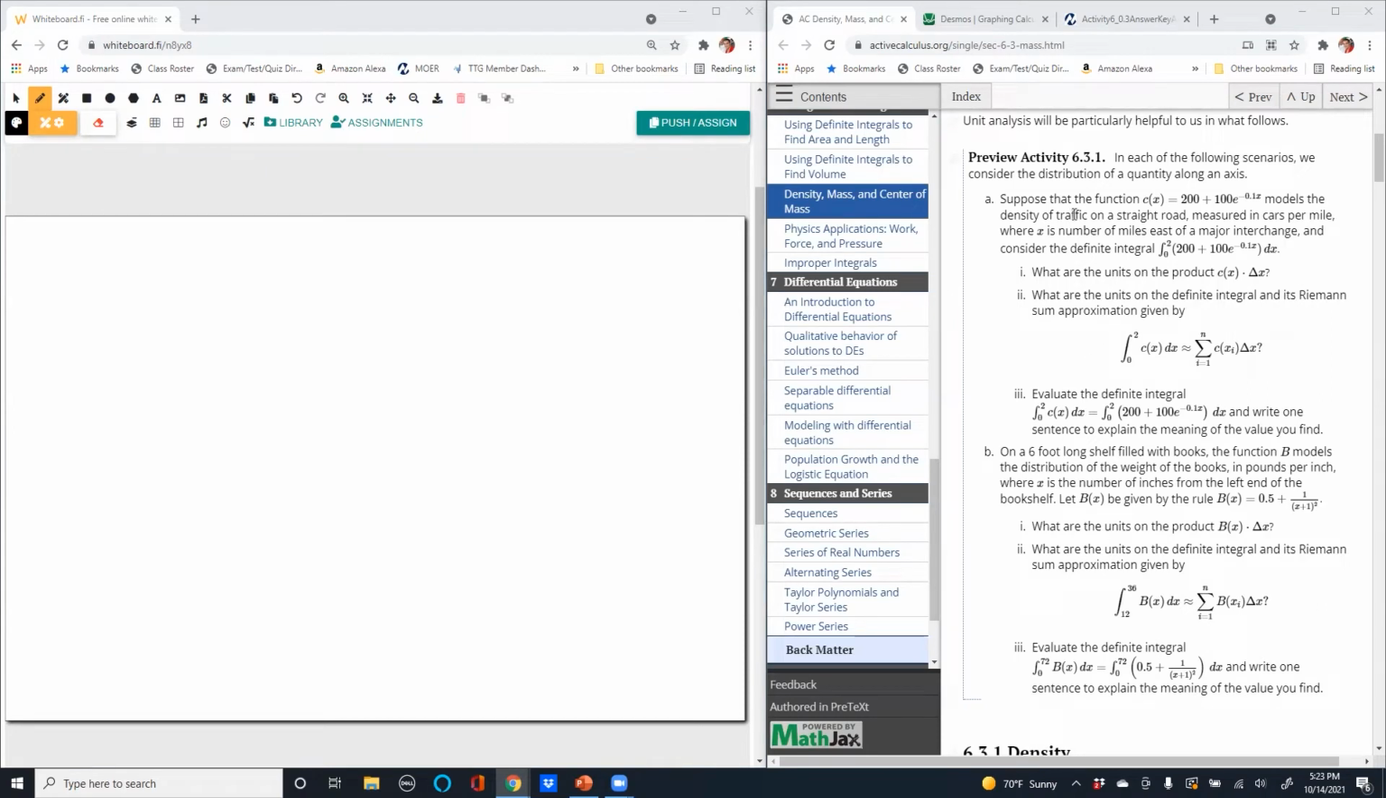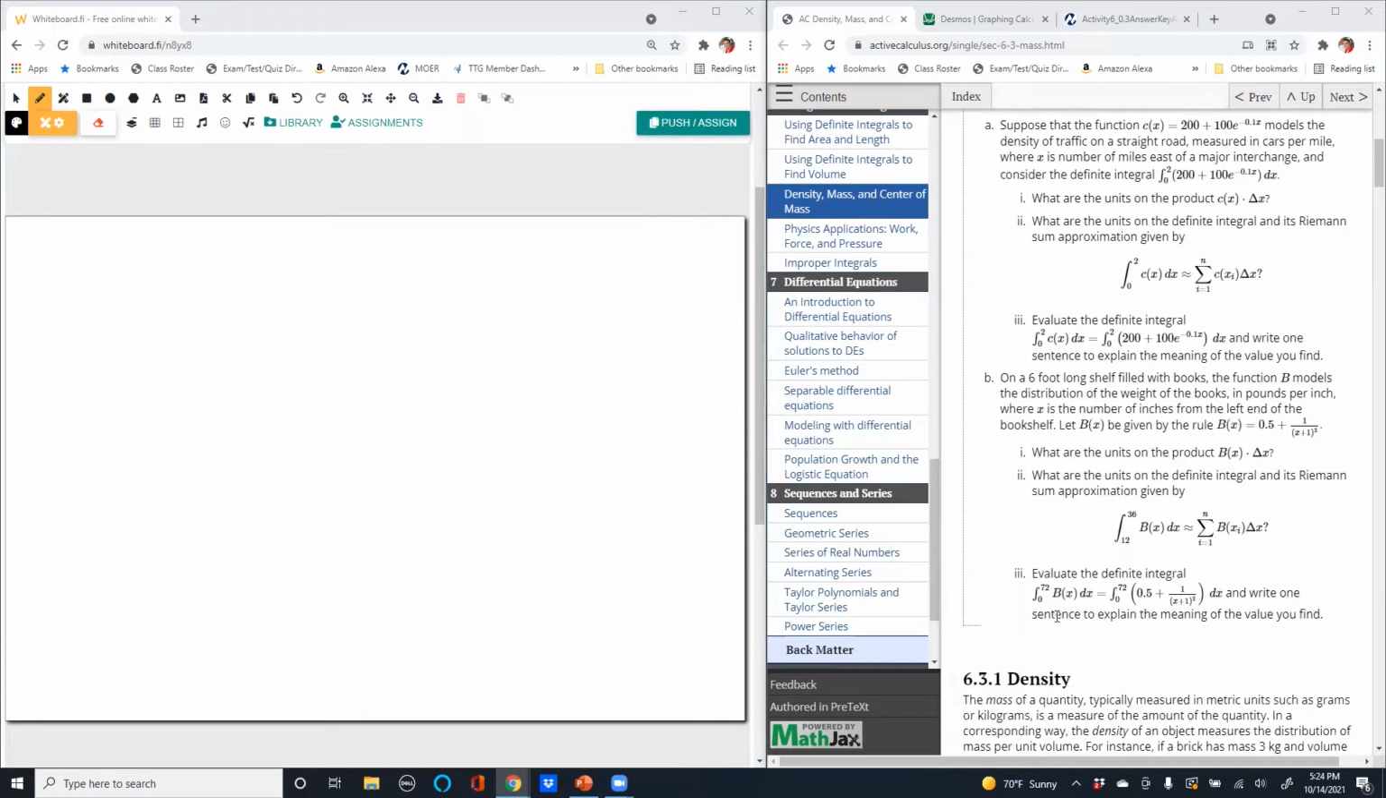Each had a little bit different problem in the preview activity, but they were very similar in that we had some kind of density and we used that density to get a total number. So in the first one, we knew the density in cars per mile, and the integral gave us the total number of cars over a certain distance. In the second one, we had a density that gave pounds per inch, and we integrated over that density to get the total weight of a bookshelf from 0 to 72 inches.